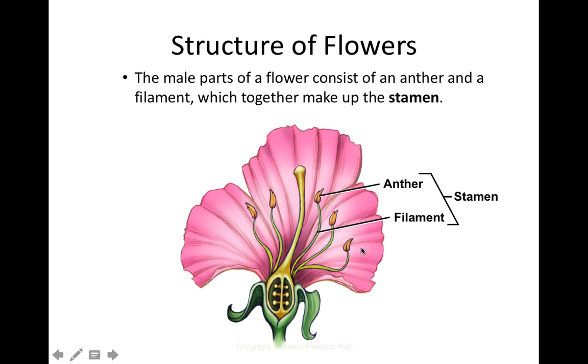Okay, now a flower has male and female parts. So in terms of the male parts, that's actually these structures right here. These are called stamens, and they're made up of two parts. There are anthers and filaments. So the anthers are the darker orange, darker yellow tops that you see. And then the filaments are those thin stalks that they're attached to.